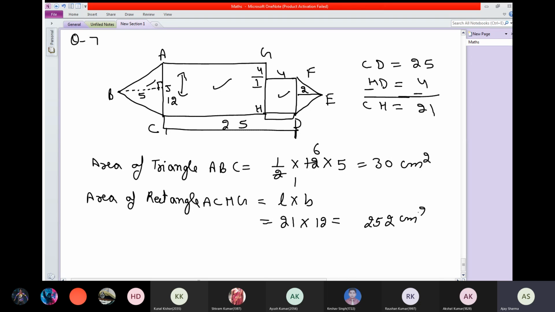Check it. This multiplication is correct or wrong? Correct. Yes, okay. 12 into 1, 12 and 12. Okay, this one is correct. Second part is also solved. Now see the third part.